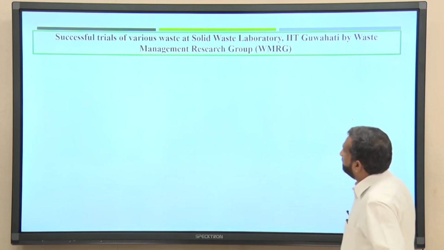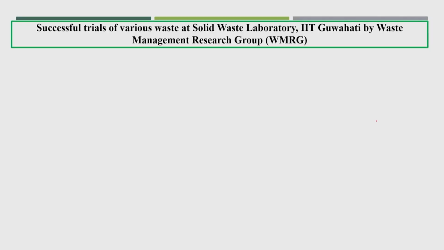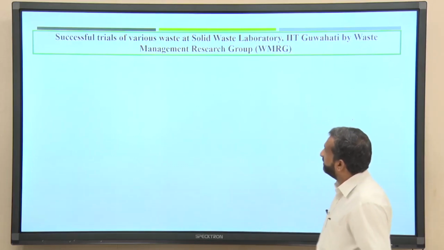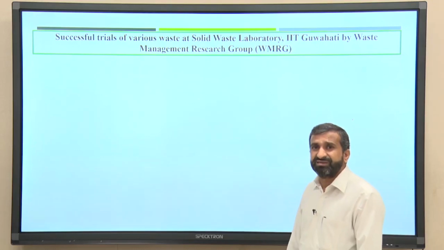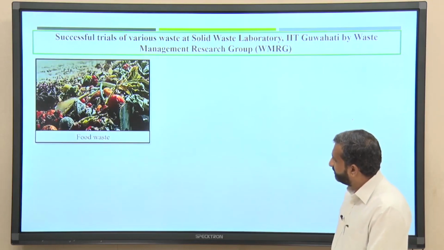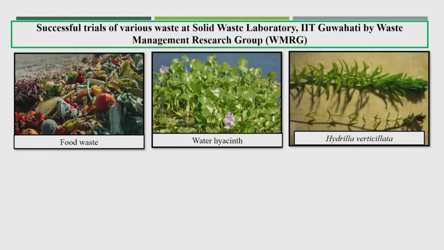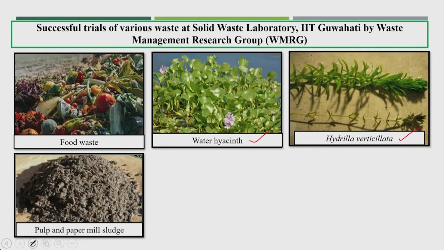Now, there are some successful trials of various waste materials at the solid waste laboratory of IIT Guwahati by the Waste Management Research Group. Similar to what I explained in one of the lectures on composting of different materials, successful trials have been done at IIT Guwahati, like for food waste, water hyacinth, and Hydrilla verticillata. These kinds of highly lignocellulosic materials are very difficult to degrade easily, like pulp and paper mill sludge.